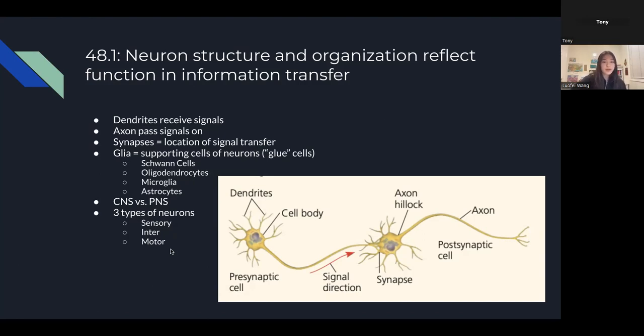Sensory neurons are also called afferent neurons. It starts with an A. And motor neurons are also called efferent neurons, because they transfer information out of the CNS. So you can remember that because A is for arrive at the brain, and then E is for exiting the brain. So yeah.